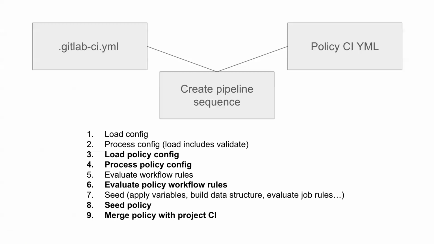And then at this point, we can merge them together. Like if we know they're valid, workflow rules are evaluated and both are seeded, then we merge them together, basically inject the policy jobs into the project jobs. And then we can do the rest, like check limits all together and create a pipeline. So that's the idea.